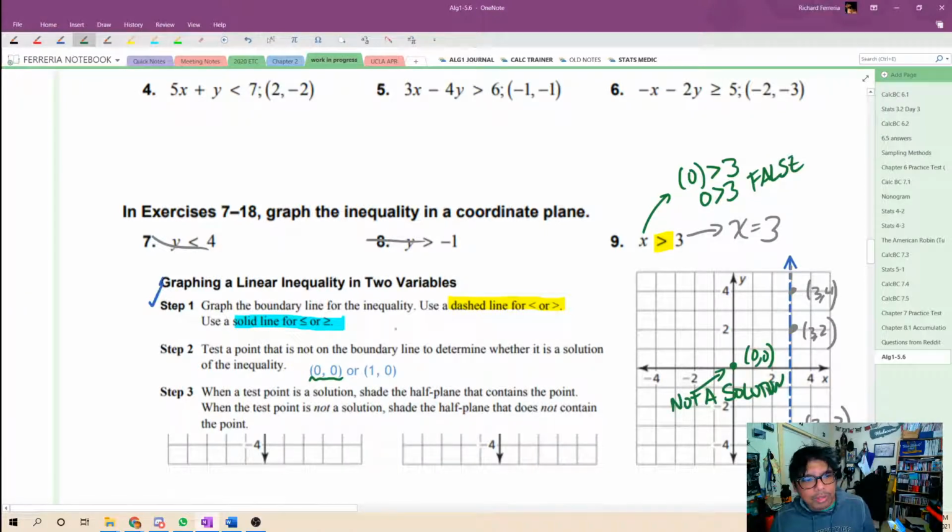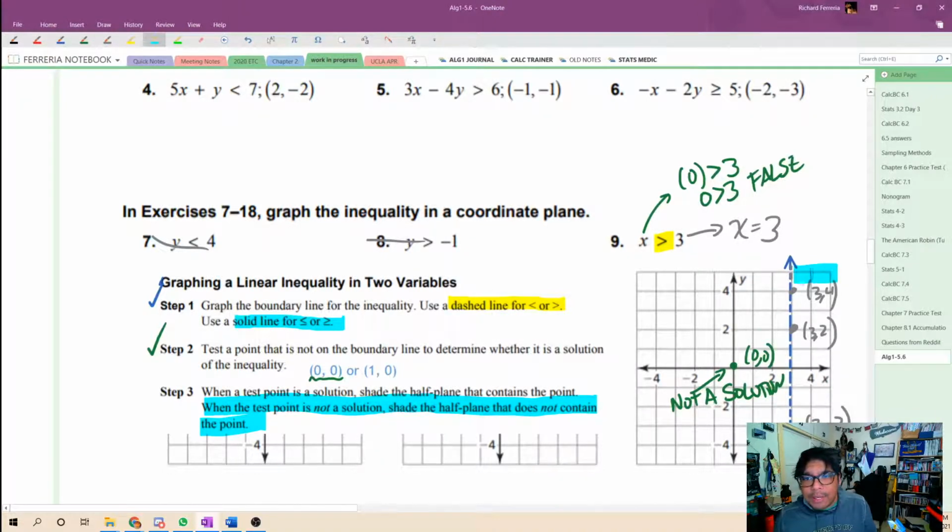So 0, 0 is not a solution, and we need to make sure that we clarify that. There's only two things that it could be: either it is a solution or it's not a solution. And now for the last step, when the test point is not a solution, shade the half plane that does not contain the point.